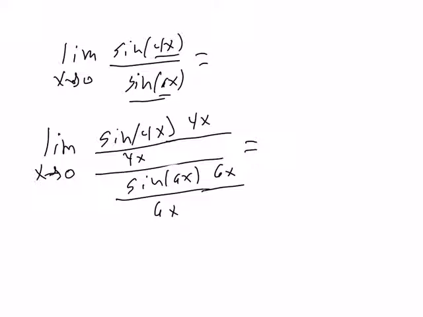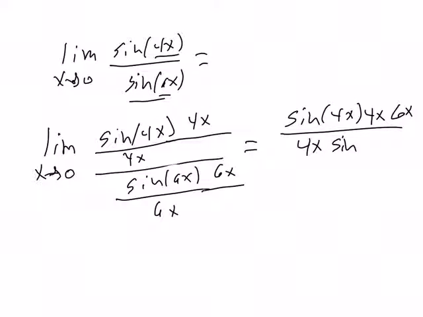this is equal to sine 4x over 4x times 4x times 6x over sine 6x over 6x times 4x, like that.